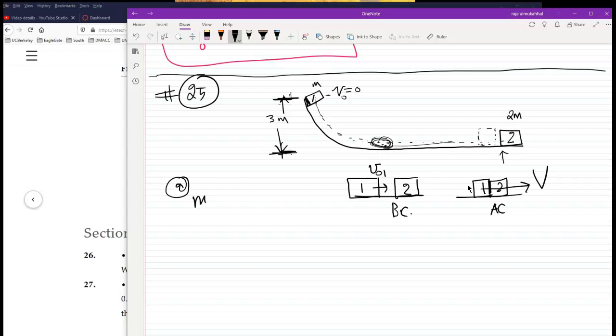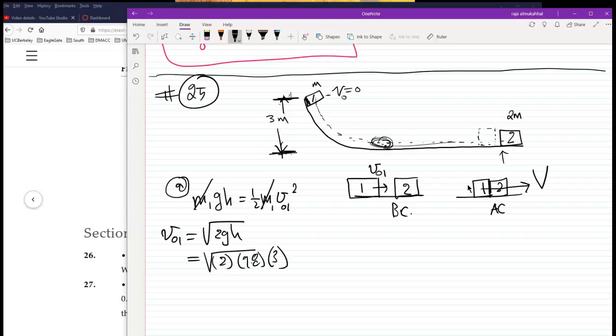M1gh equals 1/2 m1 v01 squared. Make sense, guys? So the masses cancel out. So I end up with v01 is square root of 2gh. And that's equal to 9.8 times the height, which is 3. And that gives me, did I do the calculation? Yes, I did. I get 7.67 meters per second. Okay?